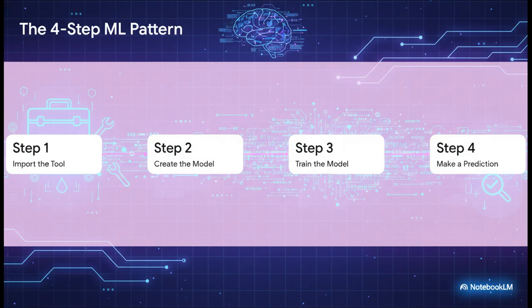Well, it boils down to just 4 simple steps. First, you import the specific tool you need. Think of this as grabbing the right wrench from your toolbox. Second, you create the model, which is like having that wrench in your hand, ready to go. Third, you train the model on your data. This is the part where it actually learns. And finally, step 4, you use it to make a prediction. That's it. Import, create, train, predict. We are about to see this exact pattern over and over again.